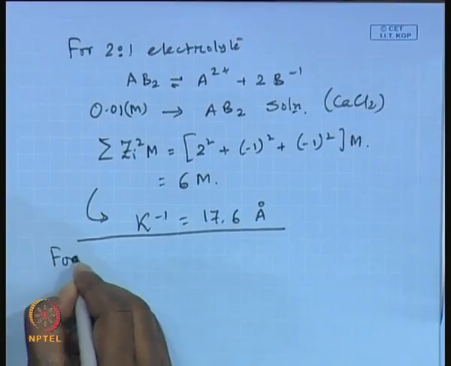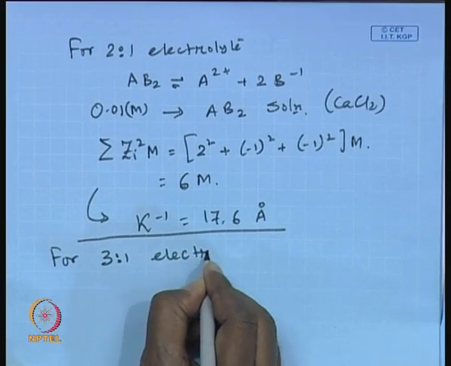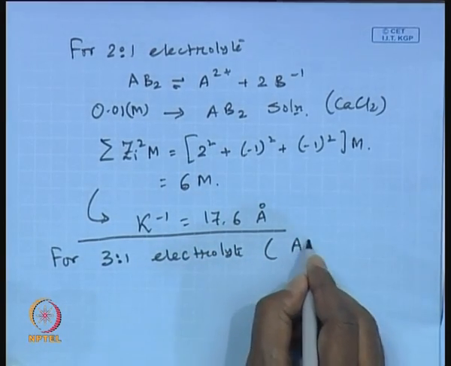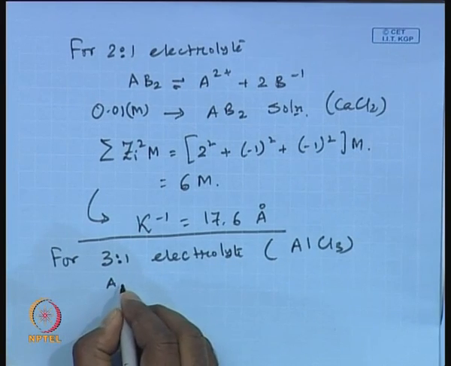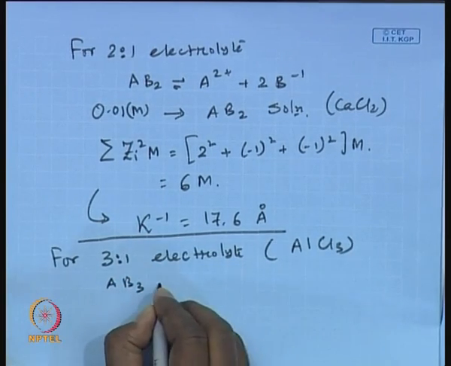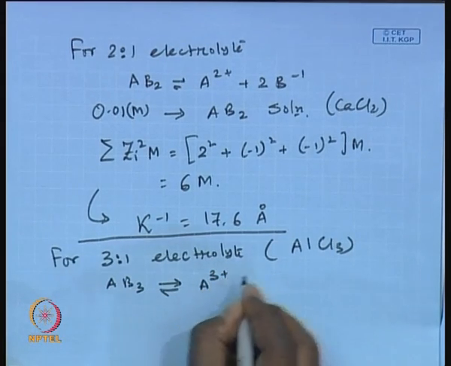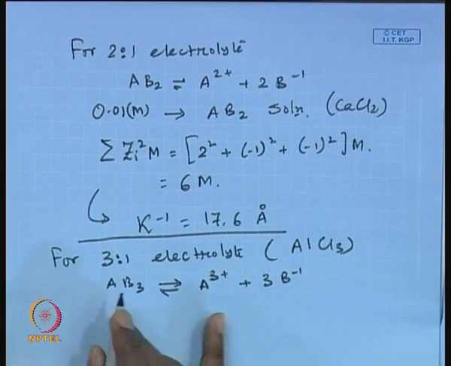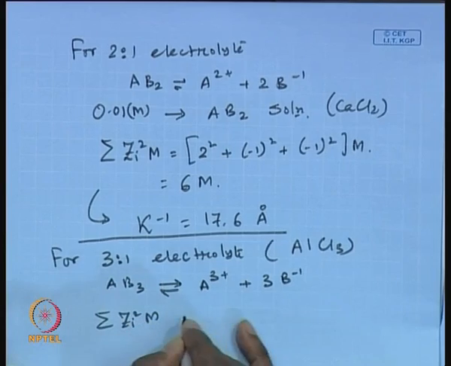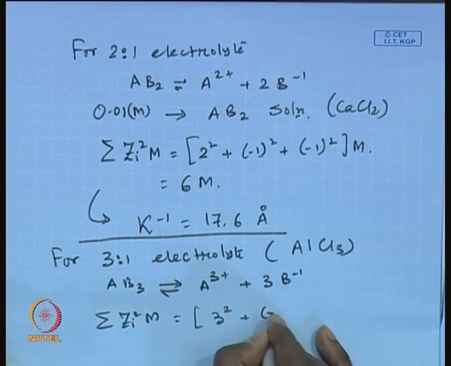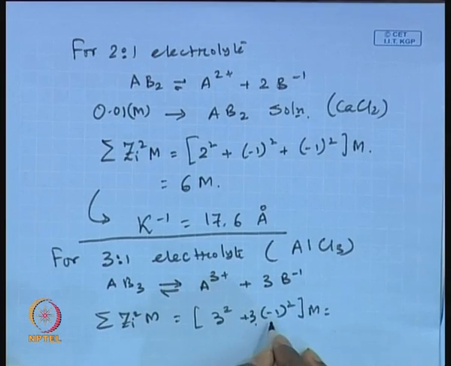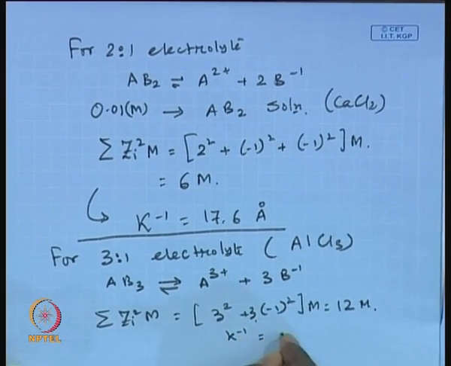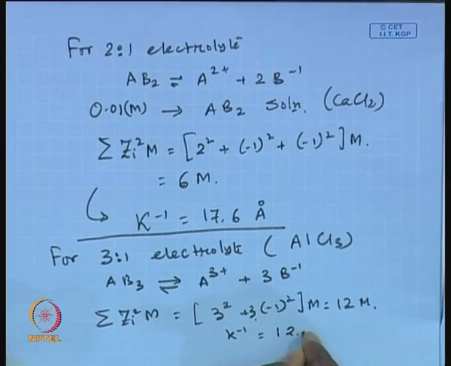Okay. So, for a 3:1 electrolyte, that means typically AlCl3. Okay. So, in a 3:1 electrolyte, your AB3, this becomes A3 plus, 3B minus. So, your summation Zi square m becomes 3 square plus minus 1 square plus minus 1 square plus minus 1 square, 3 of them are there. So, 3 into that times m, that means 9 plus 3. Okay. So, it is 12 m, and in this case the electric double layer thickness, the Debye length, becomes 12.4 angstrom.